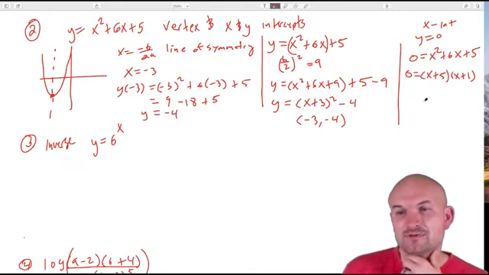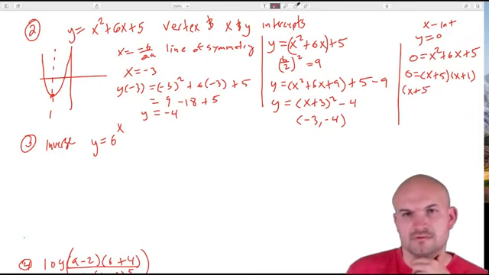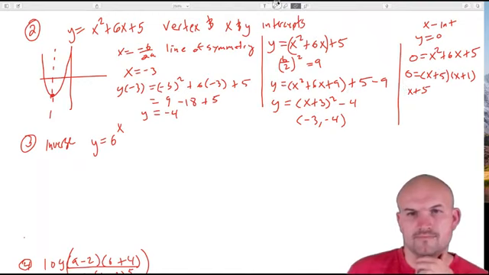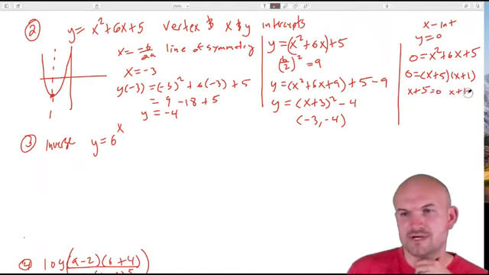But now we have a product equal to 0. So we have x plus 5 equals 0 and x plus 1 equals 0. Solving, I get x equals -5 and x equals -1.